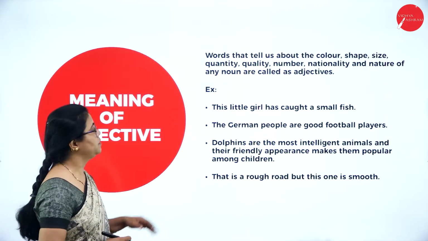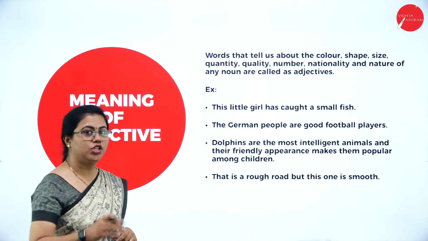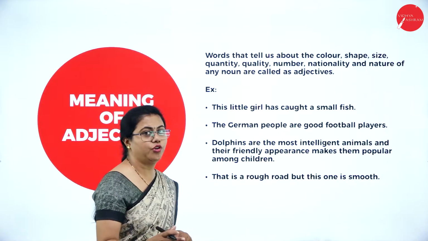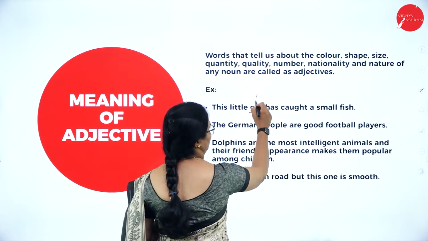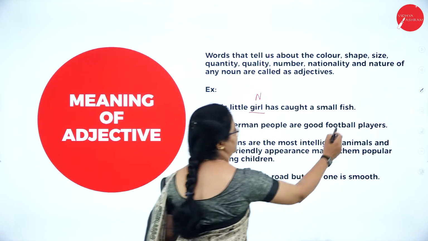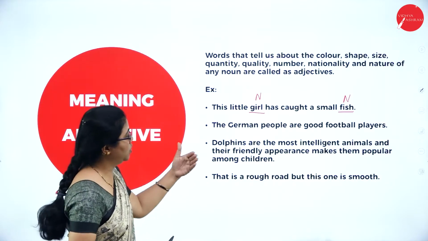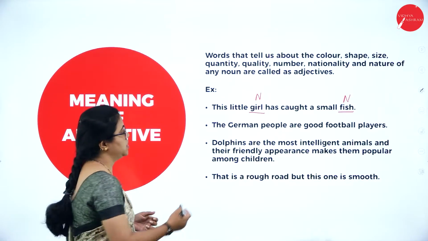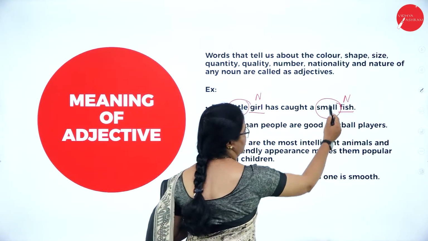For example, this little girl has caught a small fish. Let me identify the nouns for you. Nouns are naming words. So what are the nouns here? Girl is a noun here and fish is a noun here. Fine. So which are the words that are describing those nouns? We have little and also we have small.